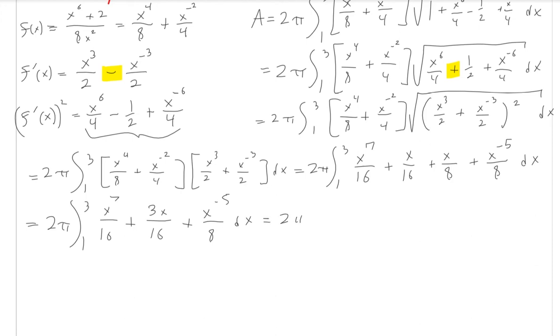And now we can solve that. That will increase that x to an 8. And then we're going to have 16 times 8 on the bottom, which is 64 times 2, so that's 128. Then plus 3x, which is going to become 3x squared, and then we divide by 2, which is going to make that a 32. And then this is going to increase to an x to the negative fourth. That minus is going to come down, and then we divide by 4, so 4 times 8 is 32 again. We take this from 1 to 3.